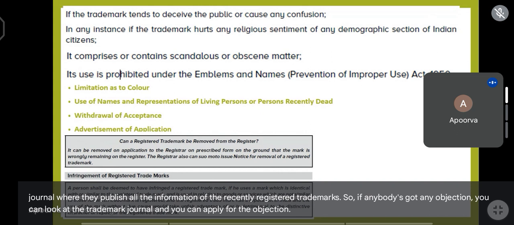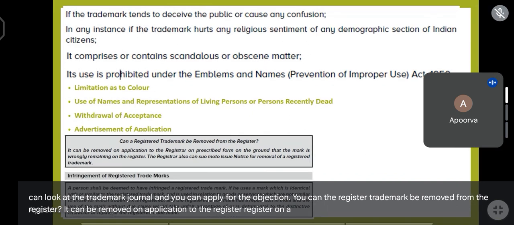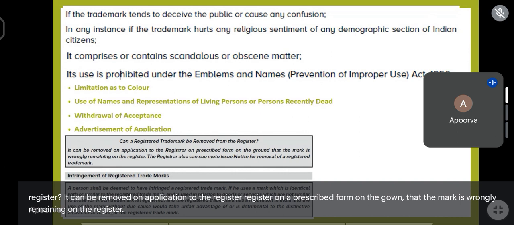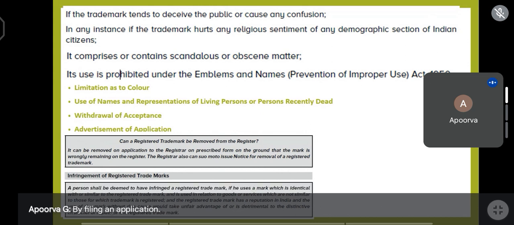So can the registered trademark be removed from the register? It can be removed on application to the registrar on a prescribed form, on the ground that the mark is wrongly remaining on the register. The registrar can also issue notice suo motu for removal of a registered trademark. So basically, you can remove the trademark from the register by making an application.